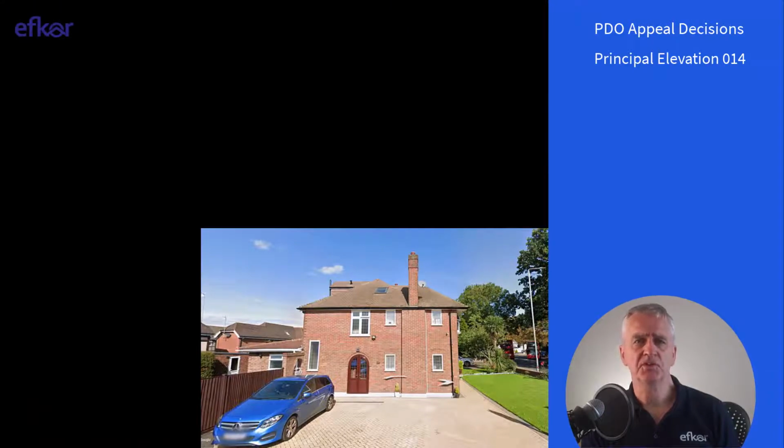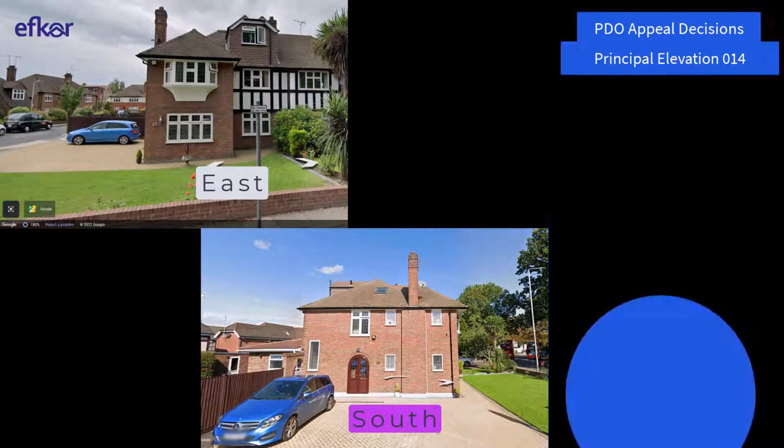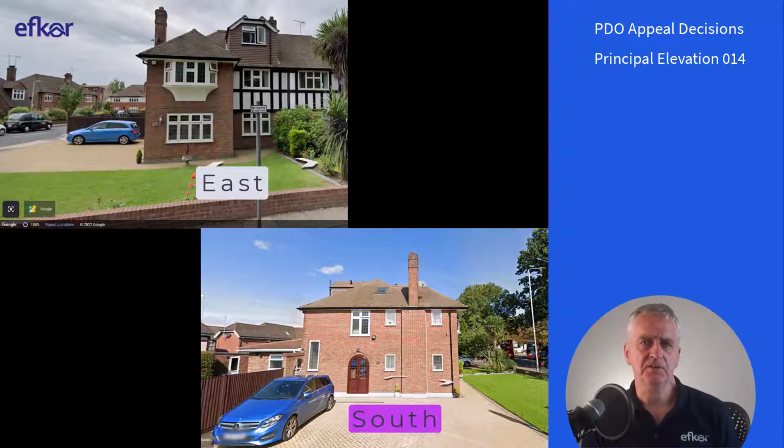This corner house has a south-facing elevation, fronting a highway, and an east-facing elevation, fronting another highway. In this case, the appellant applied for a lawful development certificate, an LDC, to add a dormer to the roof slope on the east elevation. This photo shows what was required. The council considered the east elevation to be the principal elevation, and they refused the LDC, as the proposed dormer would be in front of the roof plane forming the principal elevation.